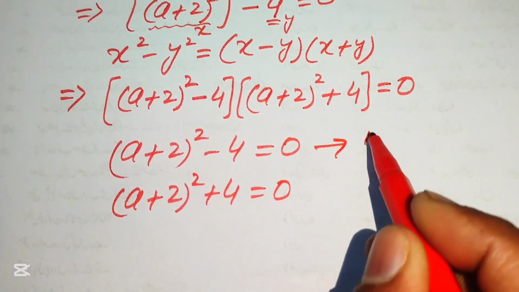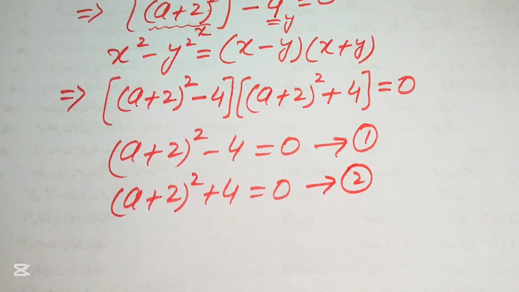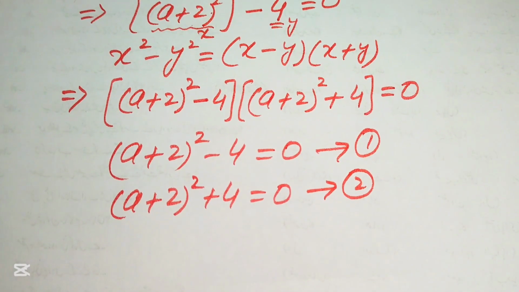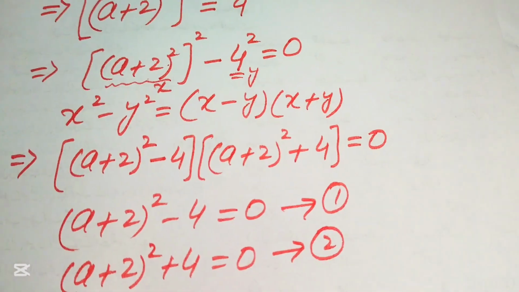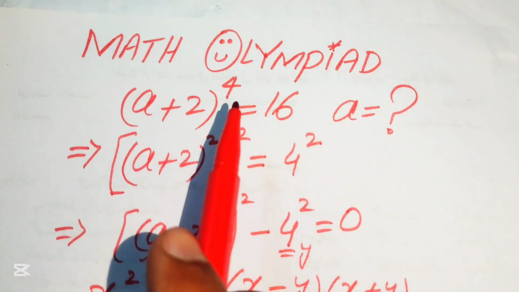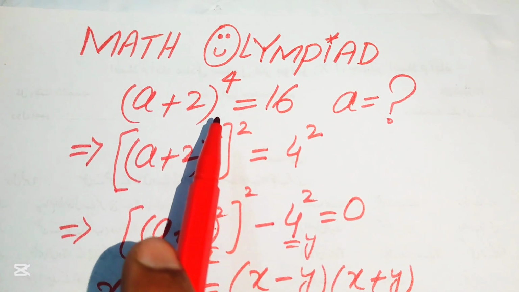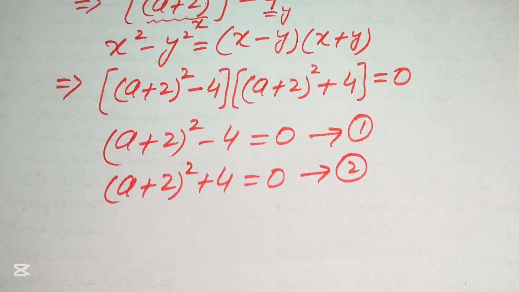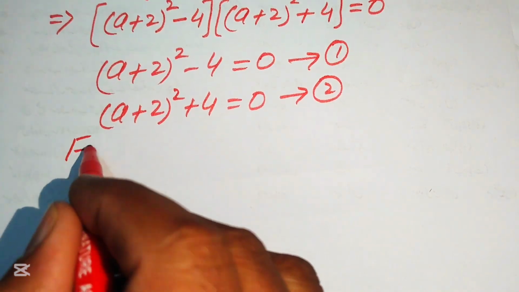We call this equation number 1, and this equation number 2. Now we solve these two equations to find the values of a. But remember one thing: our given equation is a fourth-order equation. Its degree is 4. It means that we will find all four roots of this equation. So now we focus first on equation number 1.